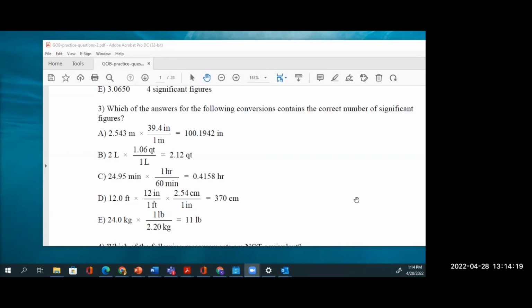Okay. So which of the answers for the following conversions contain the correct number of significant figures? How many of you think it's A? Nobody? Okay, it's not A, because this one has 1, 2, 3, 4 sig figs. When we're doing multiplication and division, we always go with the one that has the smallest number of sig figs. There's 1 sig fig here. So this should be 1, right?